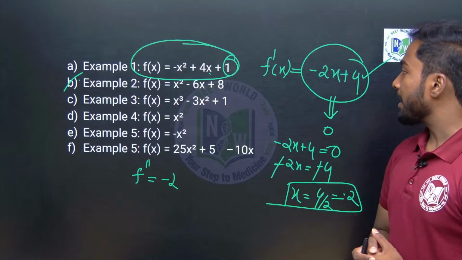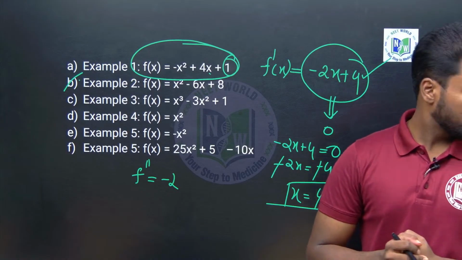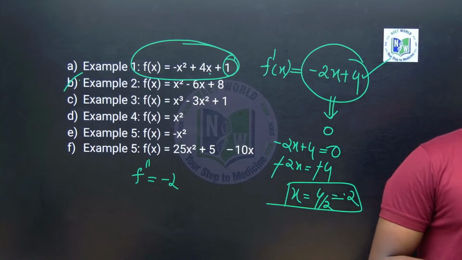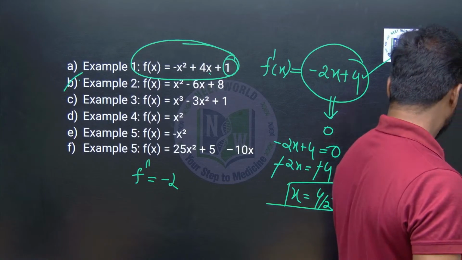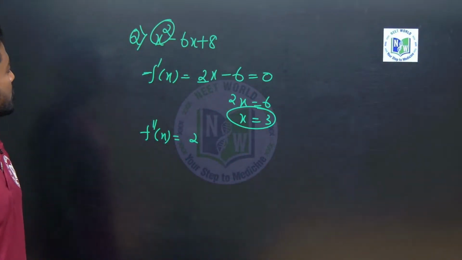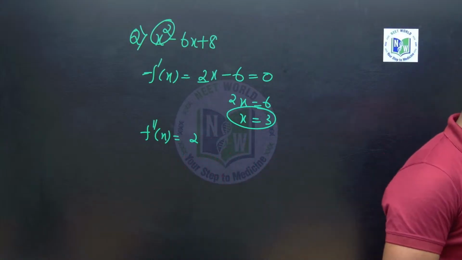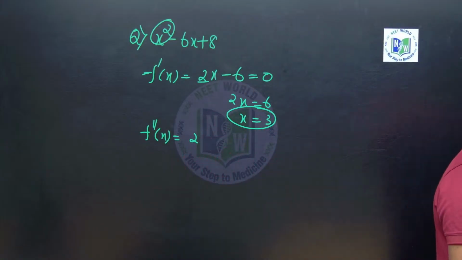X cube minus 3x square plus 1. Which is minus 4, man? No, it's 3, right? Once you check it. Srinivas, once you check it.